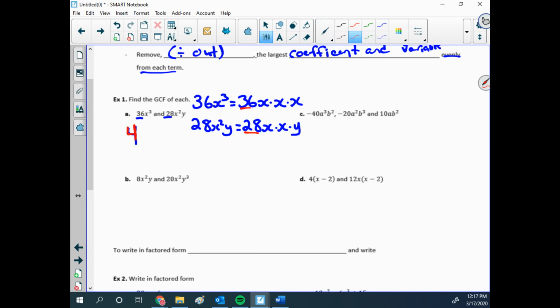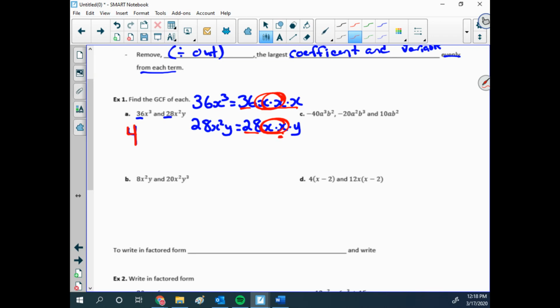We said that's 4. Now what I need to do is remove the highest number of x's and y's evenly from each group. There are 3 x's here and 2 x's here. How many could I remove evenly from each group? It has to be the least that's in common. So I could remove 2 from here and 2 from here evenly, but I can't remove 3 because this one doesn't have 3 as an option.